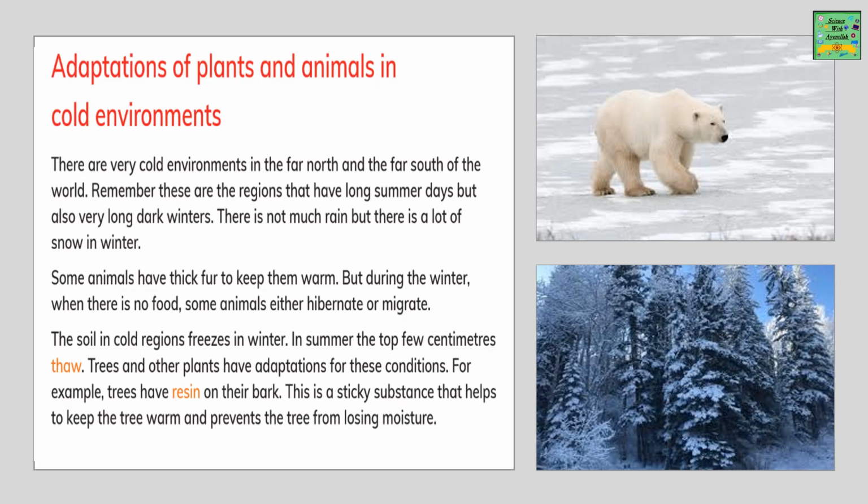The soil in cold regions freezes during the winters, but as the summer comes, the top layers of the soil that had frozen melt. Trees and other plants have adaptations for these conditions. For example, trees have resin on their bark. This is a sticky substance that helps to keep the tree warm and prevents the tree from losing its moisture.